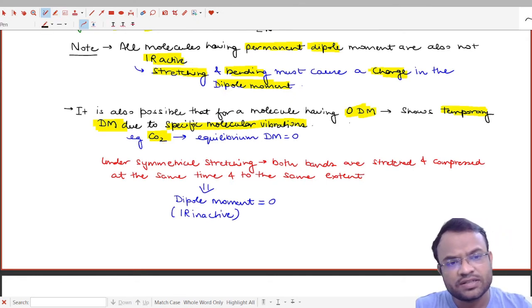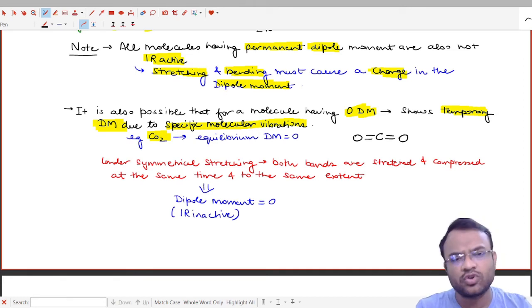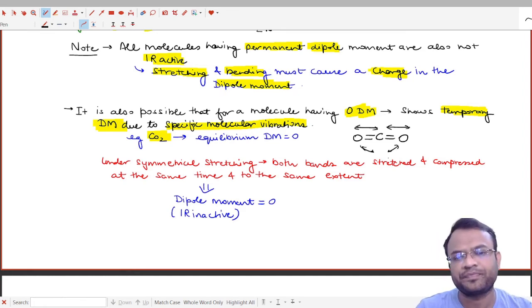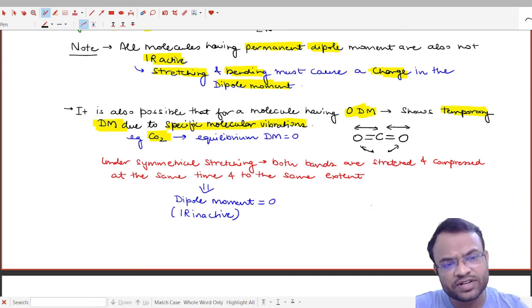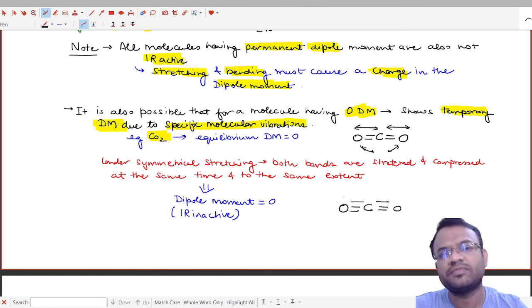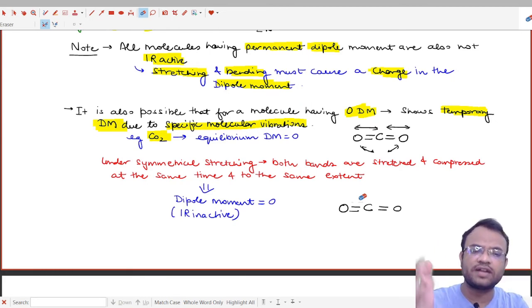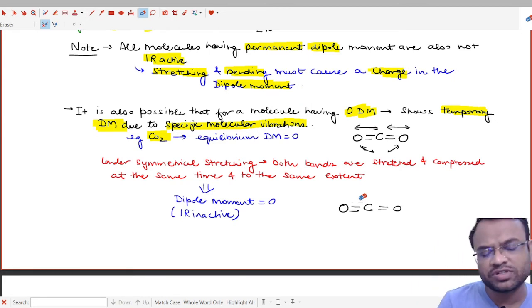Now you can see that this is C. This is CO2. Now the stretching can take place like this, and there can be bending also like this. Now if the symmetrical stretching takes place, what does symmetrical stretching mean? That this oxygen over here and this oxygen over here are pulling the electrons from the carbon. I'll rub this off. They are pulling the electrons towards themselves, and carbon has a slightly positive charge.